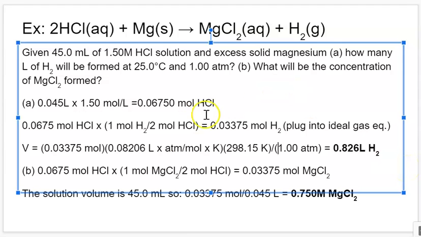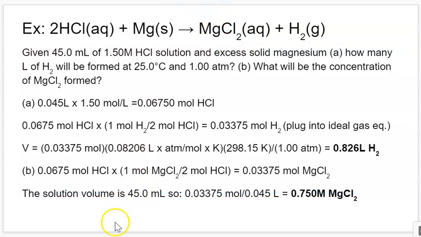For part B, we're trying to solve for the concentration of the magnesium chloride solution. So I could start kind of at the same place. I already know that I have 0.0675 moles of hydrochloric acid. I can multiply that by the ratio to magnesium chloride, which is also 1 to 2. So we end up with 0.03375 moles of magnesium chloride.